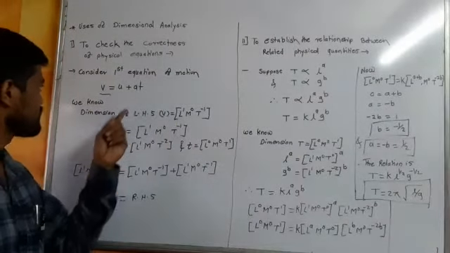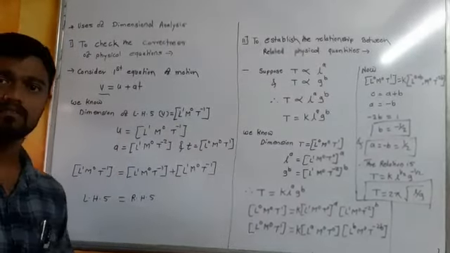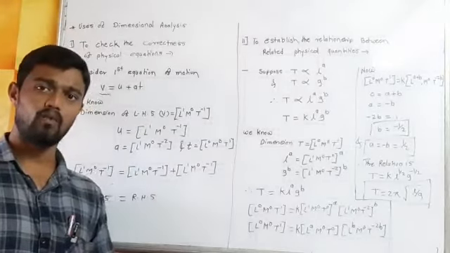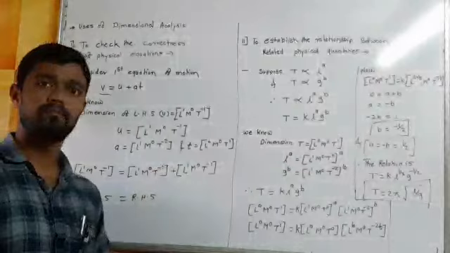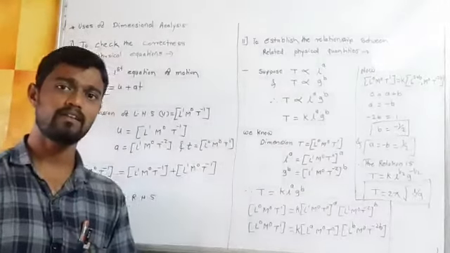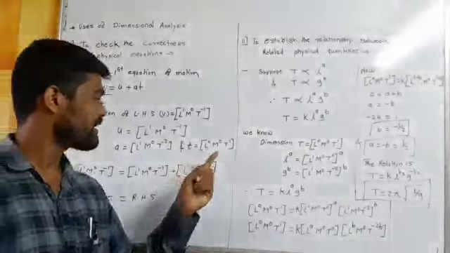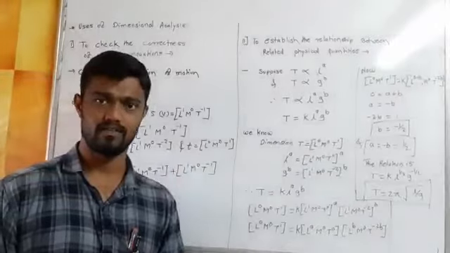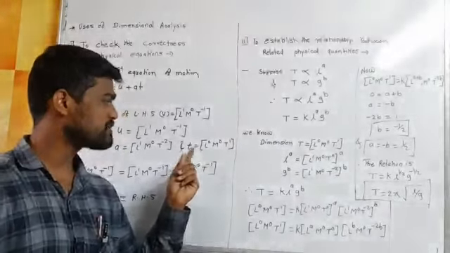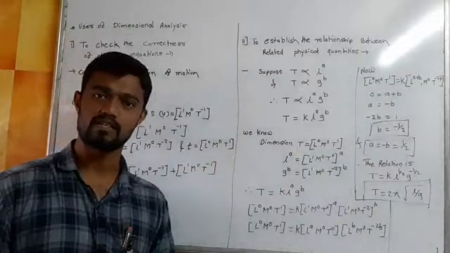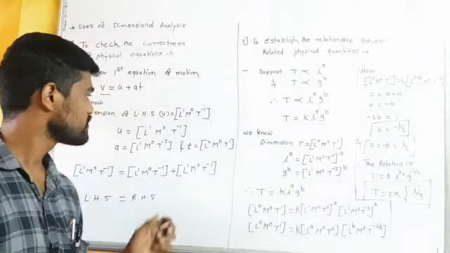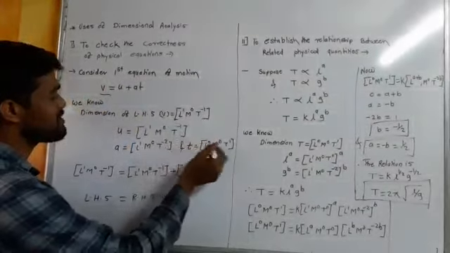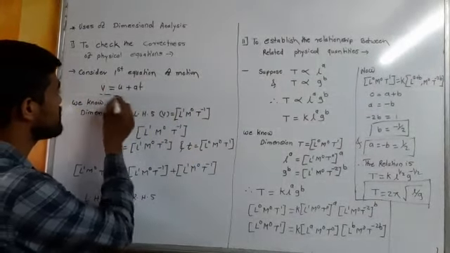So next I have the acceleration dimension. Acceleration dimension is L1 M0 T raised to minus 2, and the time T, small t, is defined as time. So the dimensions are L0 M0 T raised to 1. Only T is present, so the power of T is 1, and the power of L is 0 and of M is 0.